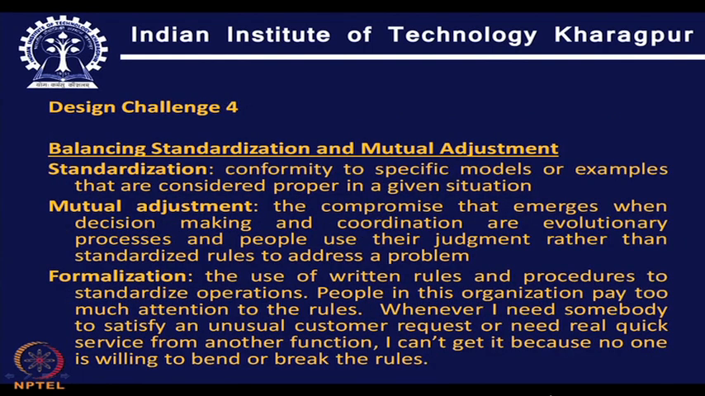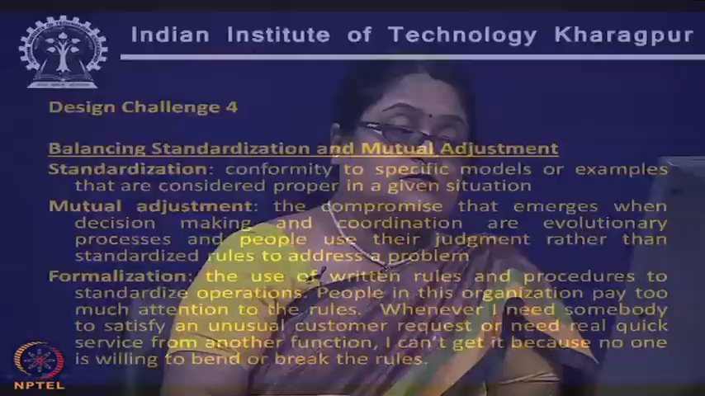When we are talking of design challenge 4, it is about balancing standardization and mutual adjustment. Standardization is the conformity to specific models that are considered proper in a particular situation. Mutual adjustment is the compromise that emerges when decision making and coordination are evolutionary in process and people use their judgment rather than standardized rules and procedures to address a particular problem.